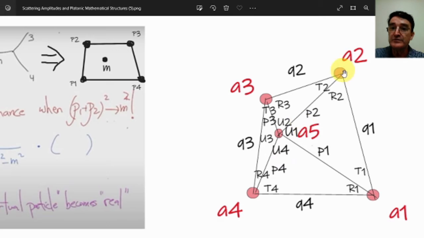And also the quadrance between A1 and A5 is P1, the quadrance between A2 and A5 is P2, the quadrance between A3 and A5 is P3, and the quadrance between A4 and A5 is P4.